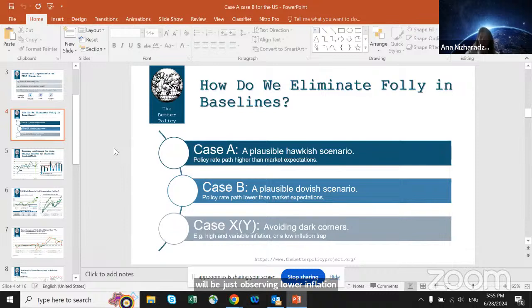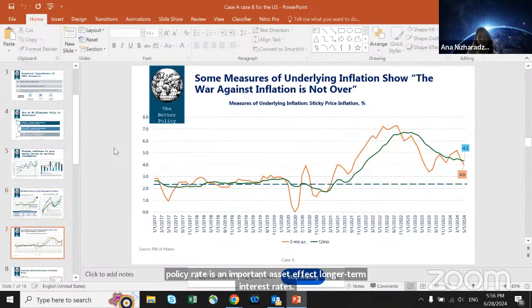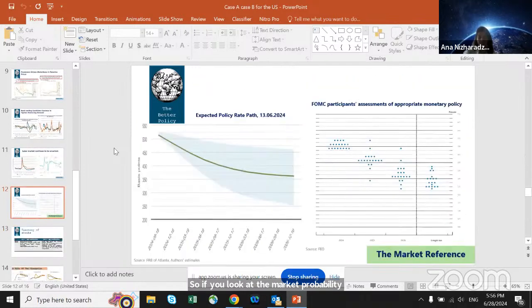Under FPAS Mark II, the reference point is very important. What the market thinks is crucial, and why? Because the expected path of the policy rate is important as it affects longer term interest rates. So if you look at the market probability tracker of the Atlanta Fed, we'll see clearly that market participants have revised up their longer term interest rate expectations, which may lead us to think that long term rates will remain high, and maybe the neutral rate is also higher, as we mentioned, higher than what the Fed communicates.